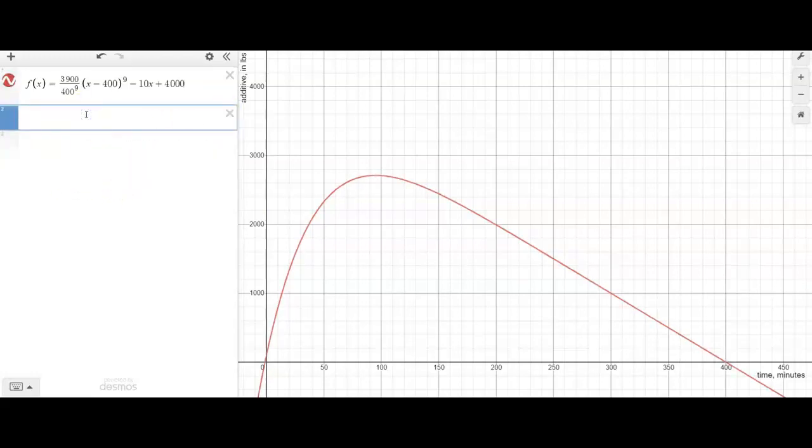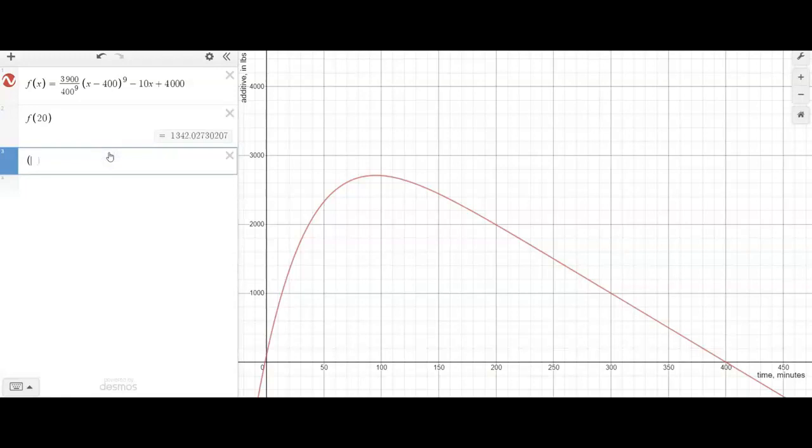Now I wanted to estimate how much is left after 20 minutes, and it's 1,347.0 total pounds. Now, another thing I could do here is just type in the ordered pair so I can actually see that on the graph. So there you can see it. That's how much is present after 20 minutes.